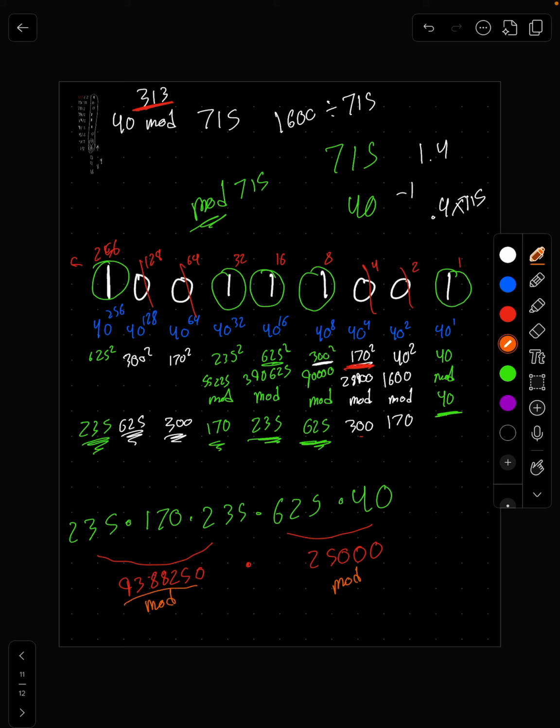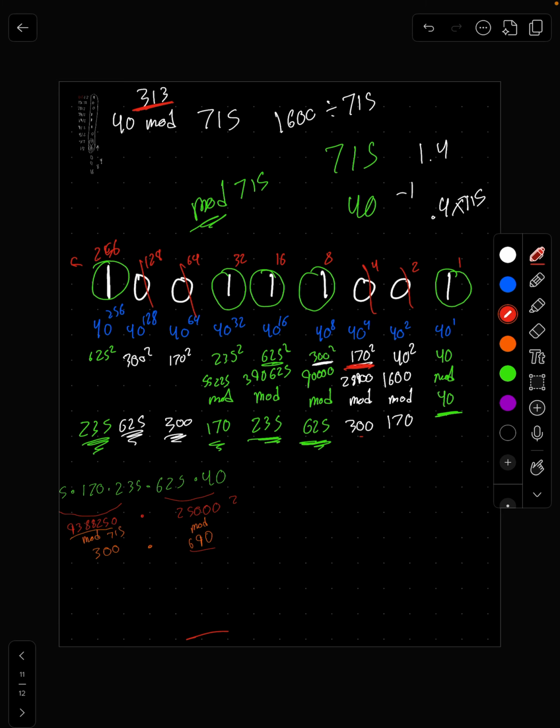So this number modded by 715 is 300. And this number modded by 715 is 690. Now we'll multiply these two numbers together. So 300 and this one. And they come together and become 207,000. Then we mod this number by 715, and the result is 365.